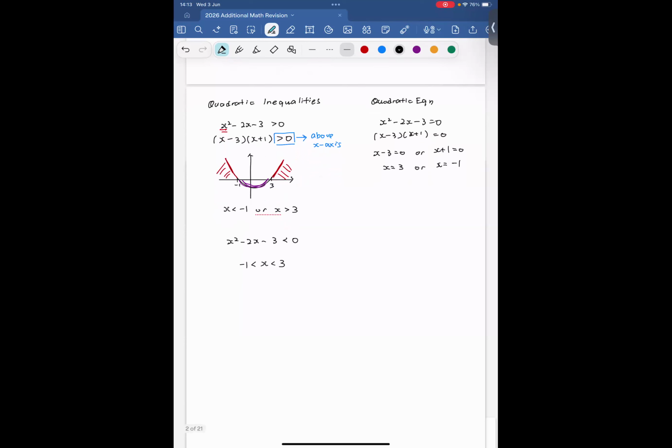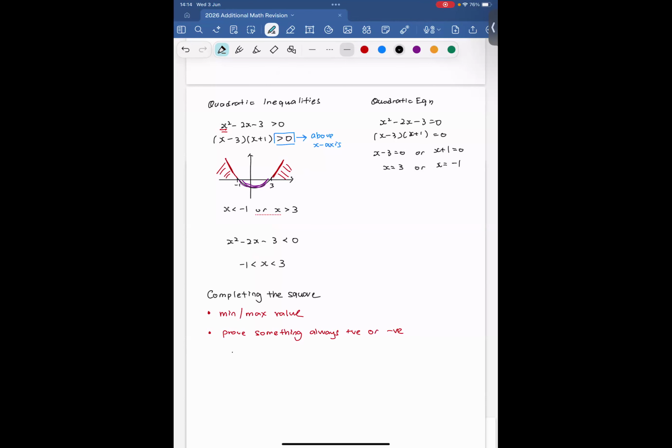Next part, completing the square. What's the purpose of completing the square? You must take note. In A Math, the purpose of completing the square is to find the minimum or maximum value. We seldom use it to solve your quadratic equation. Number 2, the purpose of completing the square is to prove something is always positive or negative. Okay, so this is the tool and the purpose of completing the square.